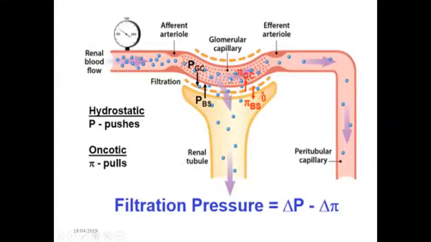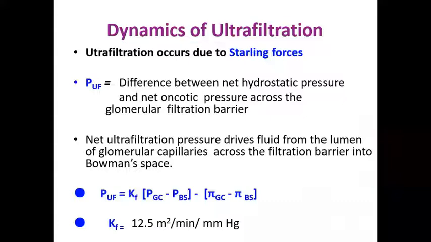opposing the filtration process. So the filtration pressure is the change in the hydrostatic pressure minus the change in the oncotic pressure. So if you get the difference of hydrostatic pressure here, then you subtract the difference of oncotic pressure here, you're going to get the filtration pressure. So the net filtration pressure, you need to consider all the starling forces. So there is still another equation to simplify that.